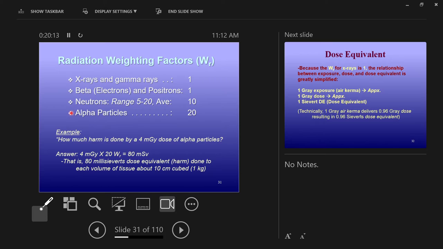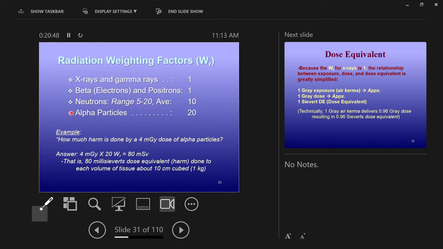Okay? So let's do it for alpha particles. How many grays of radiation? 1. What's the radiation weighting factor for alpha? 20. Times 20 equals 20 sieverts. Okay? How many grays of X-rays? 1. Radiation weighting factor? 1. 1 sievert. Okay? So dose equivalent tells you alpha particles are much more harmful. 20 times more harmful, right?